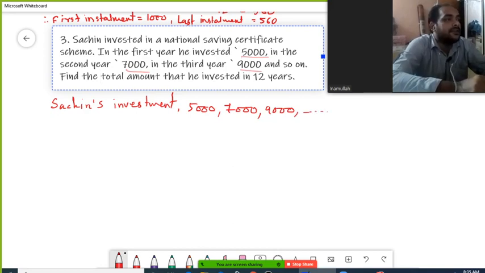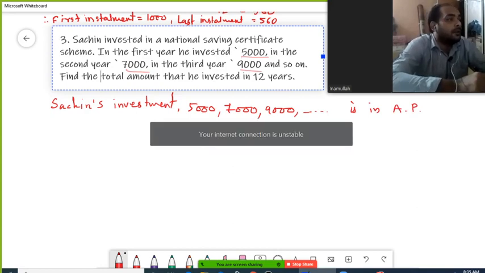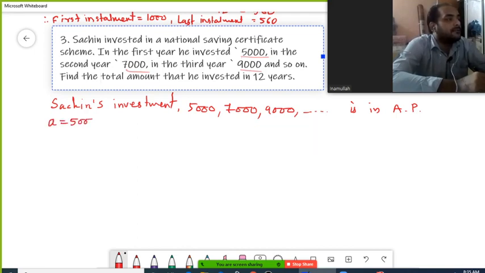So this investment is in AP, arithmetic progression, where the common difference is the same. So here you can say A is 5000, D is 2000. Common difference is 2000. We need to find out the total amount that he invested in 12 years. 12 years is the number of terms. So n is 12.